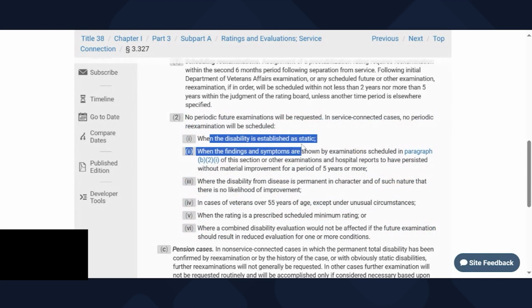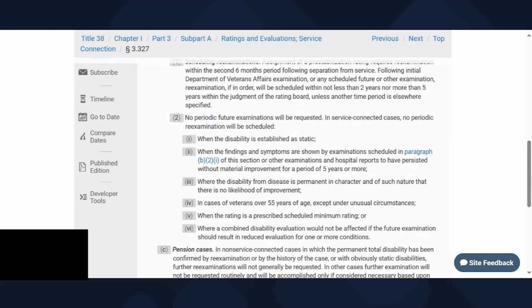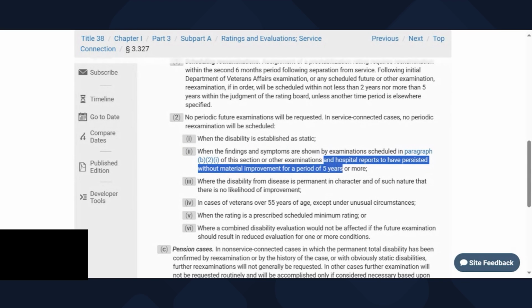Okay, I'm just going to read these out, and it's sort of a synopsis of what we've already talked about. All right. No periodic future exams when the disability is established as static. Bada bing, bada boom. There you go. Now, number 2 is my favorite because it talks about other examinations. And this part is critical here. Hospital reports to have persisted without material improvement for a period of 5 years or more. Meaning, my guy, my male veteran or female veteran, whatever, right? Get your dang medical evidence. There's no reason not to.